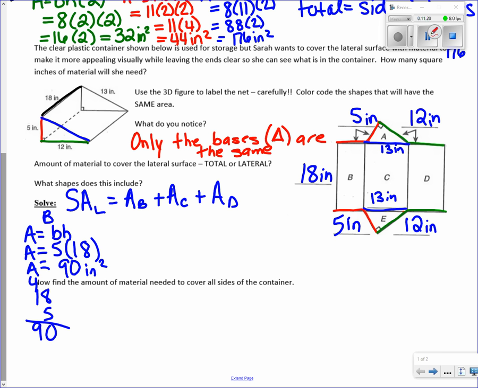And I usually circle, just a little strategy I use when I know I'm going to have to add that later so I don't have to go hunting around my paper for it. I just put a little circle around it. Okay, so now I'm going to do C. Again, we have the same formula, area equals base times height, and that is going to be 13 times 18. So I'm going to come down here.